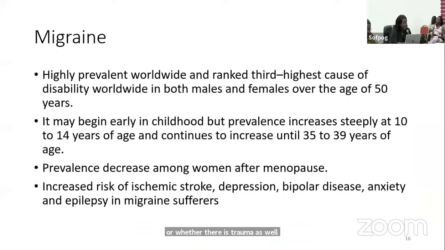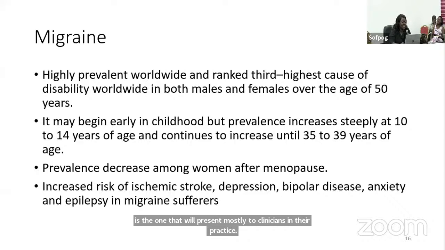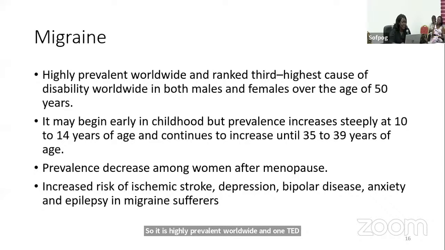Okay, so the first primary headache we'll discuss this afternoon is migraine headaches. And like I said, this is the one that will present mostly to clinicians in their practice. So it is highly prevalent worldwide and ranked 3rd largest cause of disability among patients above 50 years. It may begin early in childhood, but prevalence increases typically at 1 to 14 years and continues till 35 to 39 years. The prevalence decreases among women after menopause. So though it is noted to be more prevalent in women, it tends to go down after menopause.